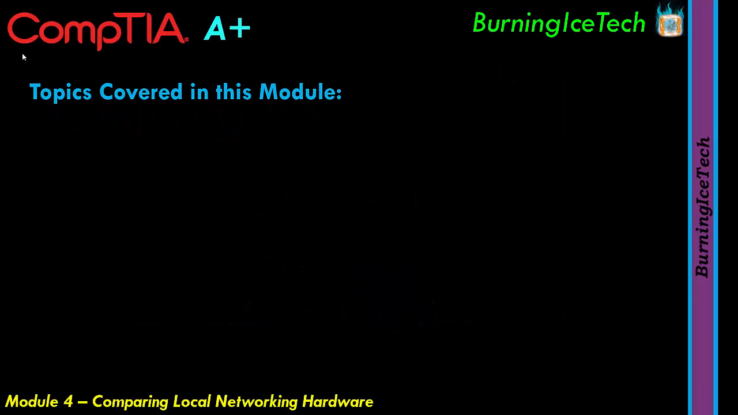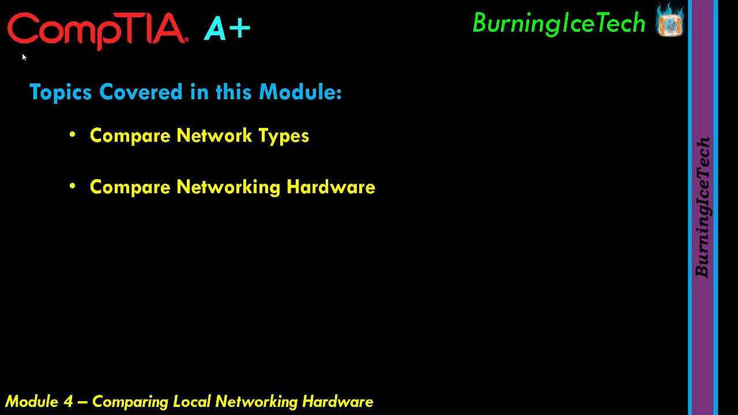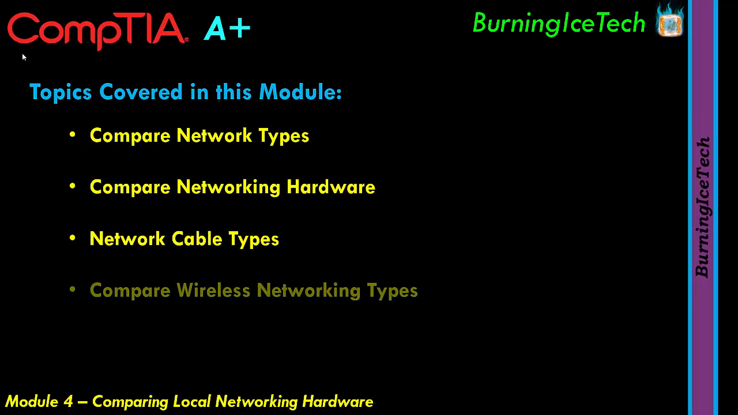As for the main sections in this specific module, that will be things like compare network types, compare networking hardware, network cable types, and then the fourth and the last section will be compare wireless networking types.